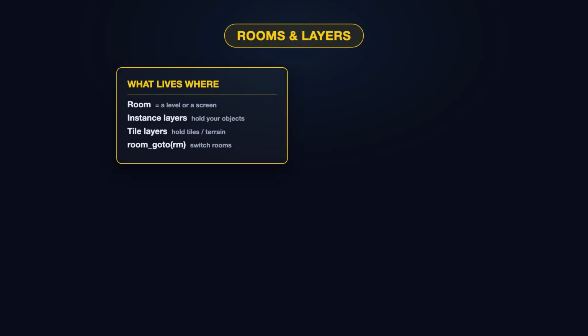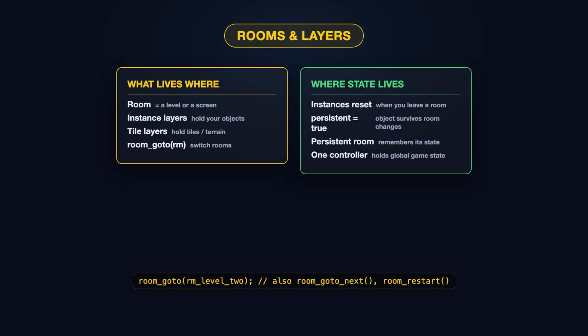Next topic, rooms and layers. This is where your game world lives. A room is a level, or a screen: the menu, level 1, the game over screen. Each room contains layers. Instance layers hold your objects, and tile layers hold your tile-based backgrounds and terrain. Being able to say, instances go on instance layers, tiles go on tile layers, shows you know modern GameMaker, not the ancient version. To move between rooms you call room_goto, passing the room you want, room_goto(rm_level_2).